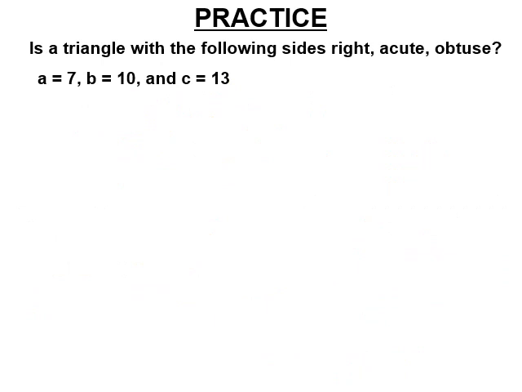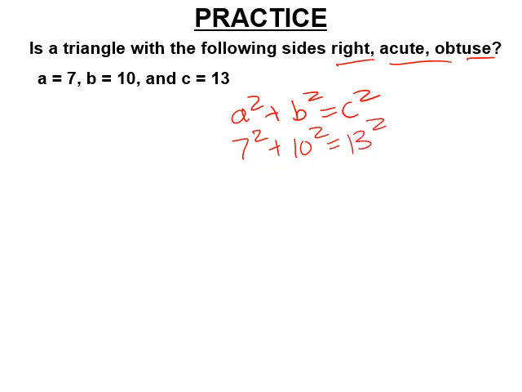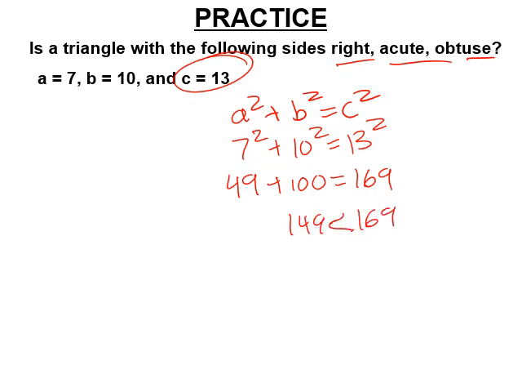All right, so we're at the practice. So try this one. Is it right, acute, or obtuse? So another way to write the Pythagorean theorem is a squared plus b squared equals c squared. Most teachers actually teach it that way. That's the way your parents learned it. So a here is 7, b is 10, c is 13, right? The biggest number has to be our potential hypotenuse. 7 squared 49, 10 squared 100, 13 squared 169. Well, we have 149. That's less than 169. Less than goes with obtuse.